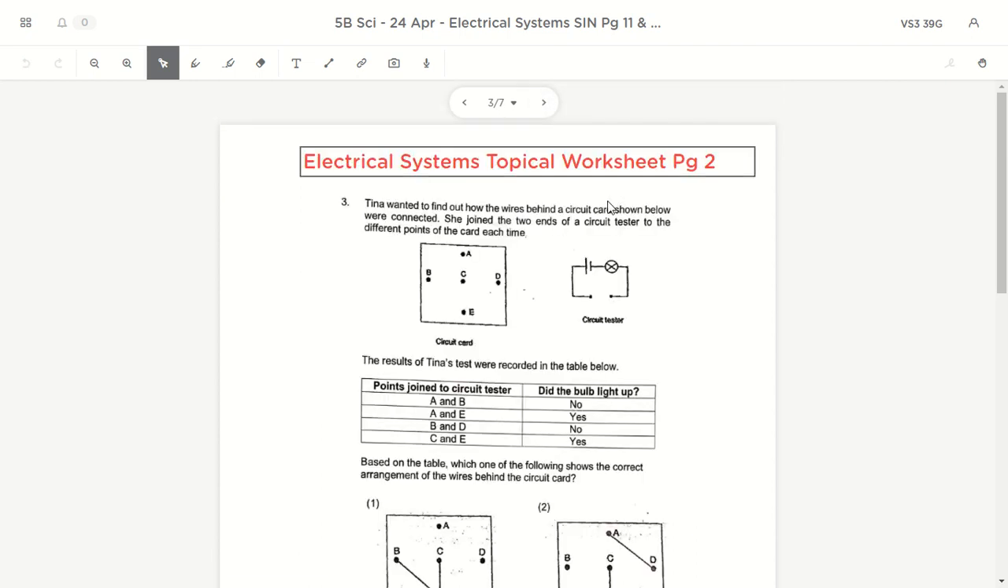Okay, this is page 2. We're going through question 3 to question 10. I'll be looking at the time. If I take too long to go through, I may just stop and then continue going through on another day. All right. Okay, so let's look at question 3 first.